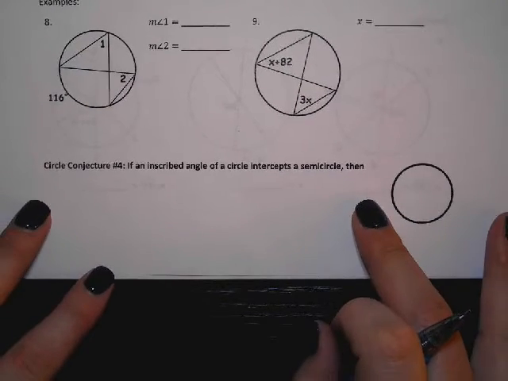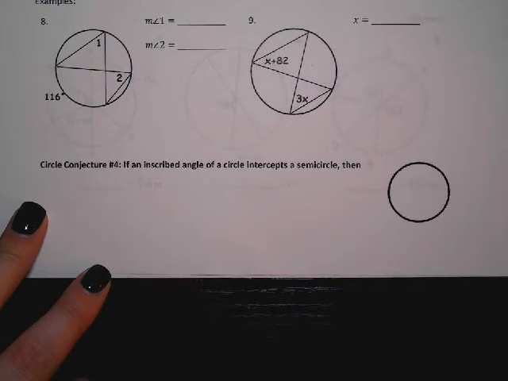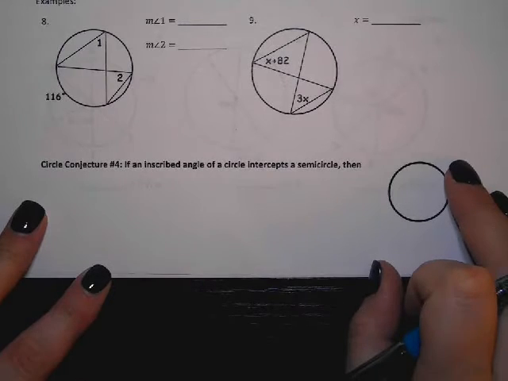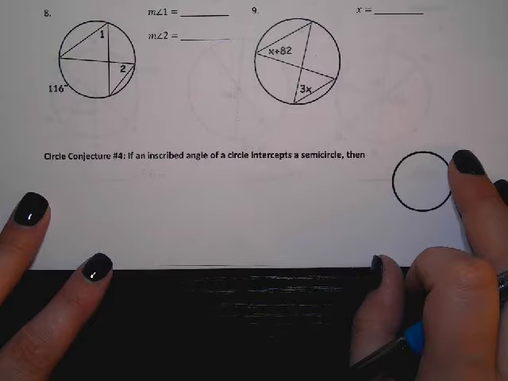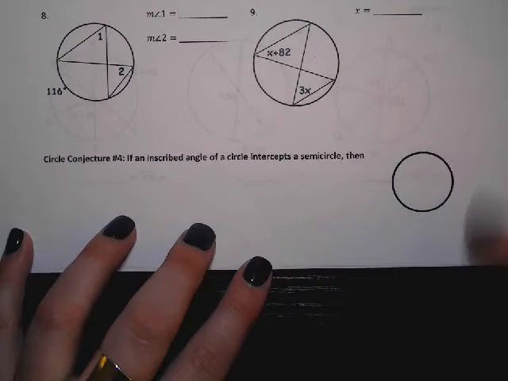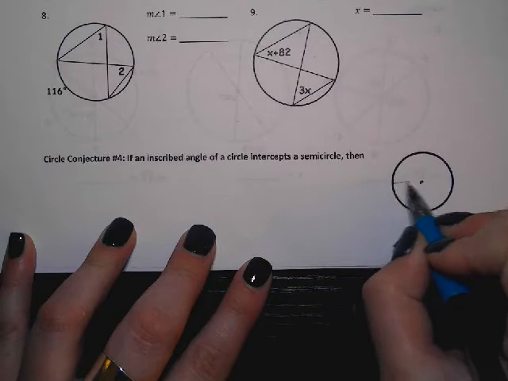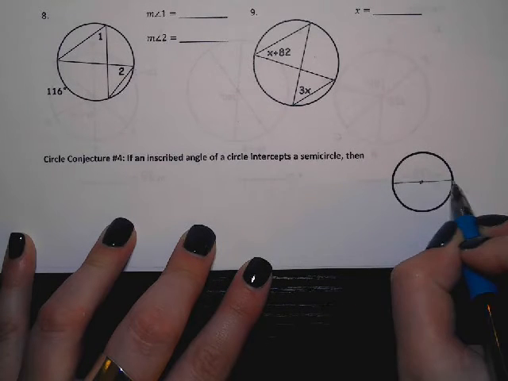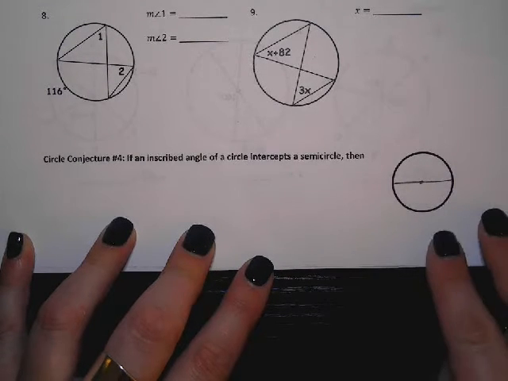Circle conjecture number 4. If an inscribed angle intercepts a semicircle. So what we're going to do is draw the picture first, because I think you guys already know this answer. So I'm going to draw the line across. What is this line called? Diameter. That's a diameter.